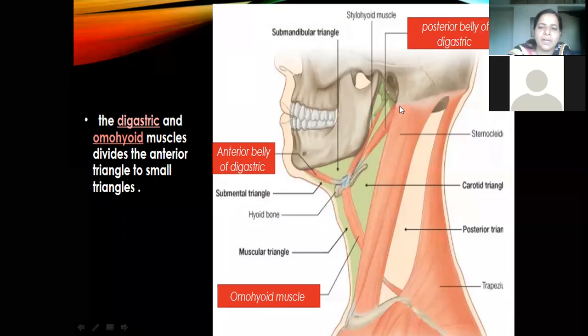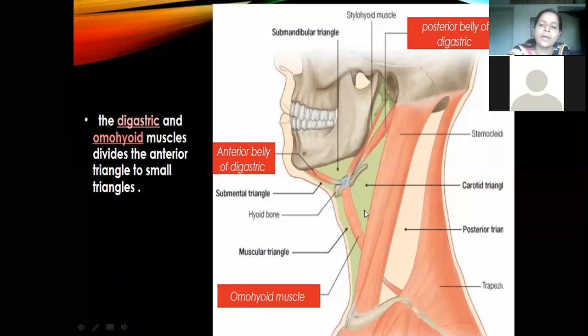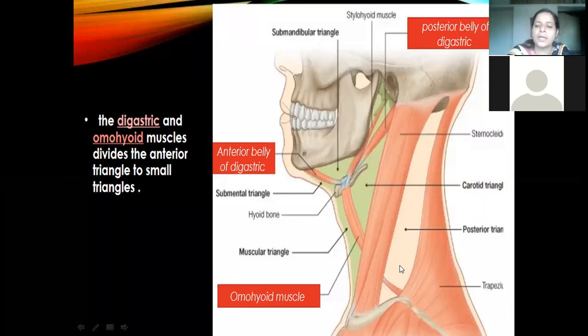You are finding this muscle. This muscle is nothing but digastric muscle. We have anterior belly of digastric, we have posterior belly of digastric. Along with that, we have a muscle called stylohyoid. Yesterday we saw the inferior belly of omohyoid dividing the posterior triangle into subclavian and occipital triangles. So if it is the inferior belly of omohyoid, then this is the superior belly of omohyoid. The superior belly of omohyoid, anterior belly of digastric, and posterior belly of digastric will divide the anterior triangle into 3.5 triangles. So what are those 3.5 triangles?